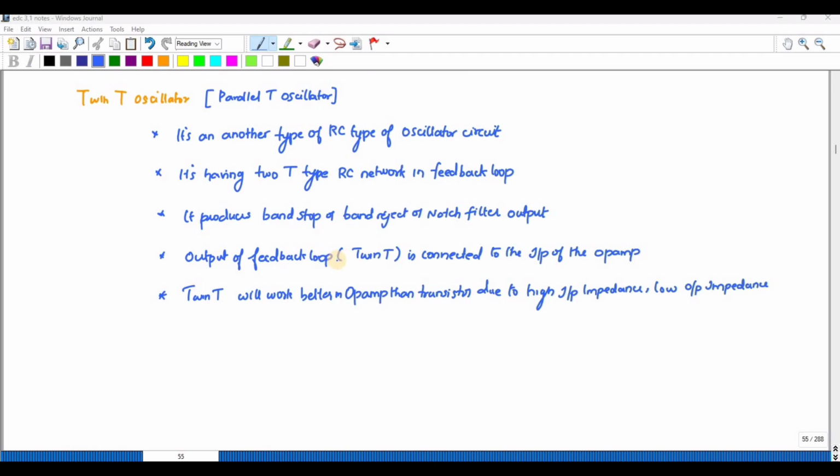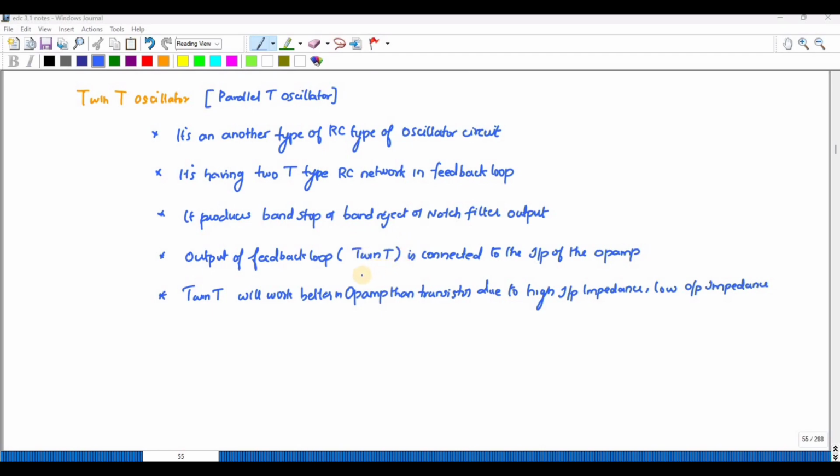It is called a parallel T oscillator because it has two T-type RC networks connected in the feedback loop. RC is nothing but passive components, right? Resistor and capacitor, and it produces a band stop or band reject or notch filter output. So here the output of this twin T network is connected to the input of the op amp, and from the op amp we have connected to the input of this twin T network.